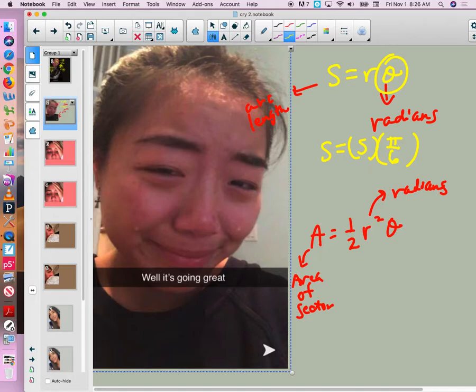But here's her logic. She realized that the circumference of a circle in radians is 2 pi r. So she just stayed in radians the whole time. Let's find the circumference of a circle using S equals r theta. This is what Grace is saying.